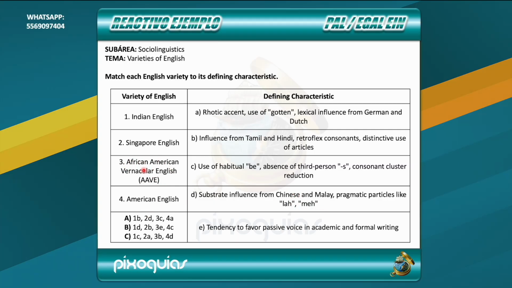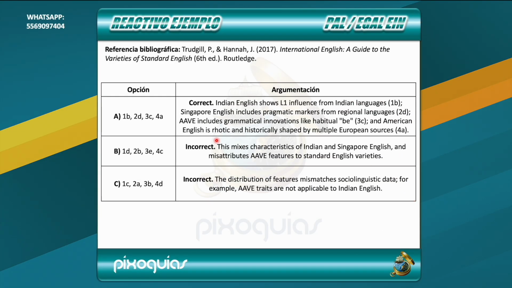3. African American Vernacular English, AAVE, with C, is the use of habitual be, absence of third person s, and consonant cluster reduction. And finally 4, American English, with A, rhotic accent, lexical influence from German and Dutch. Well, we can see here why the correct match is like this, while B and C are incorrect.